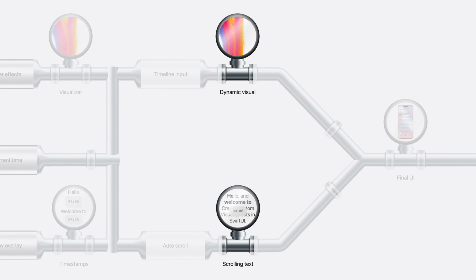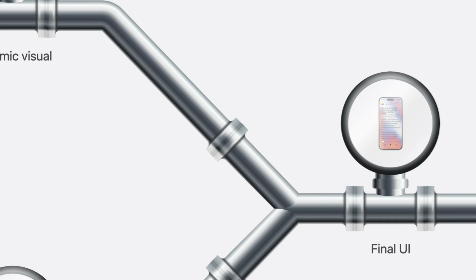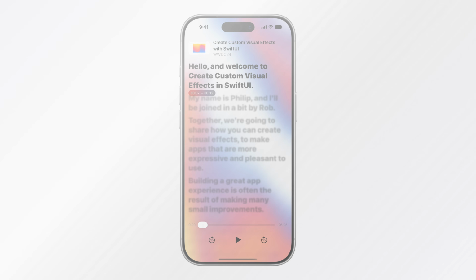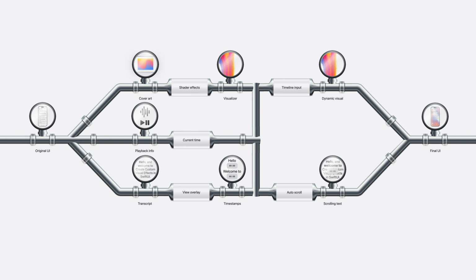And now I have dynamic visuals for the background and a scrolling transcript for the foreground. Time to connect those two parallel pipes together. And if you zoom out, you realize that every modifier, every API is another stage in the pipeline. It just flows.